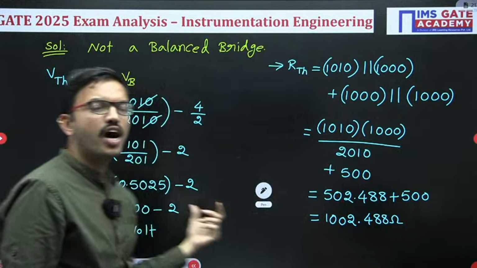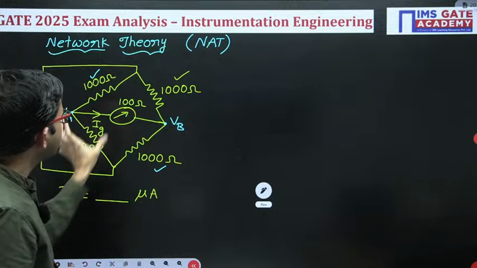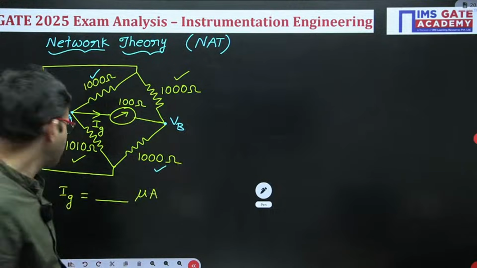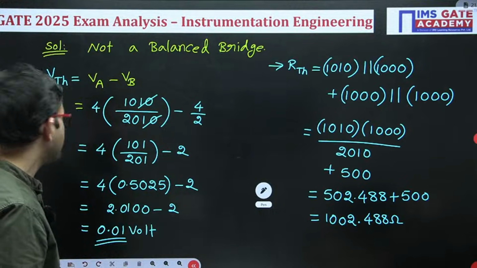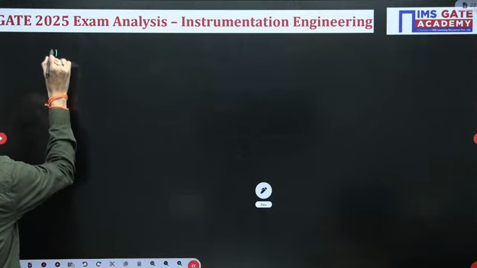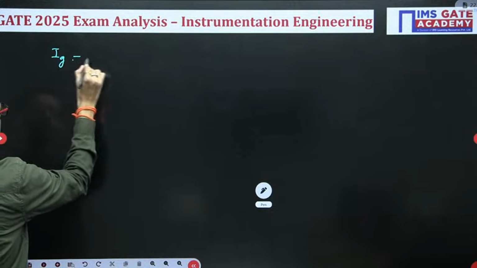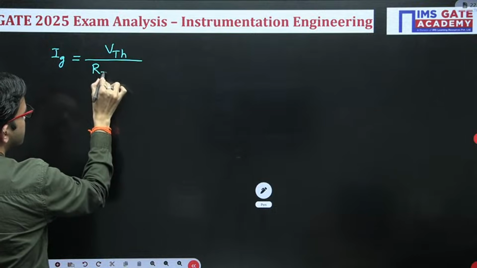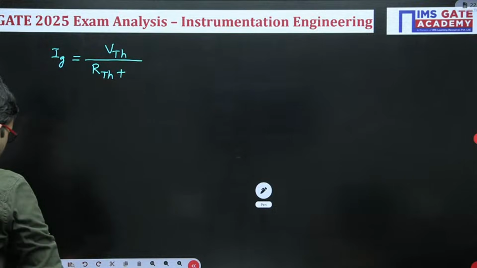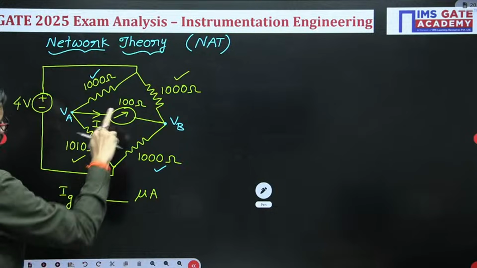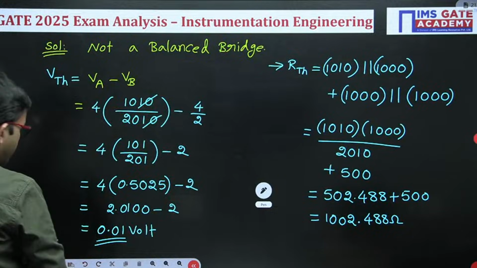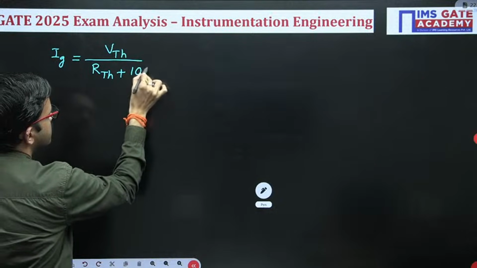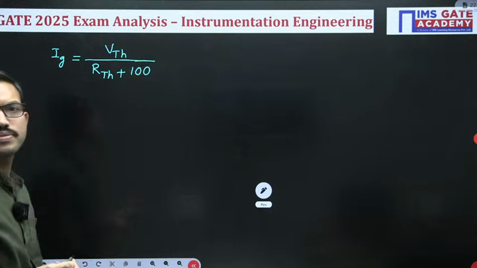Now you can connect this particular galvanometer resistance. If you connect it like that, the current flowing through the galvanometer, Ig, is nothing but VTH divided by RTH plus the galvanometer resistance, that is nothing but 100. Is it clear, Bindasri?